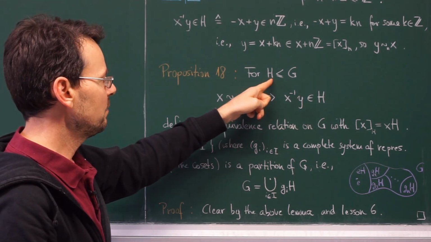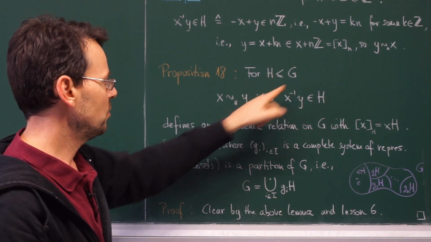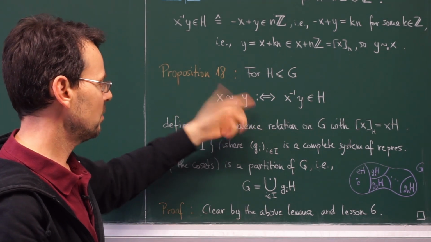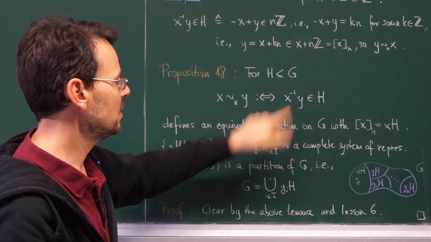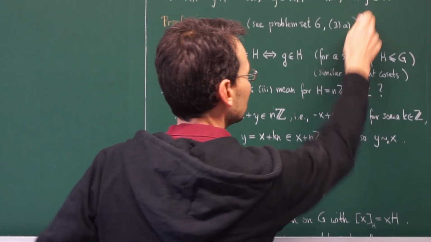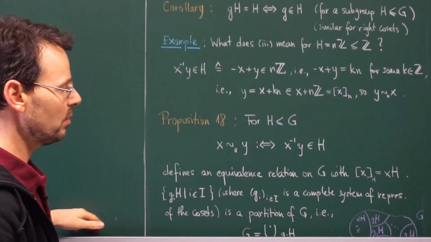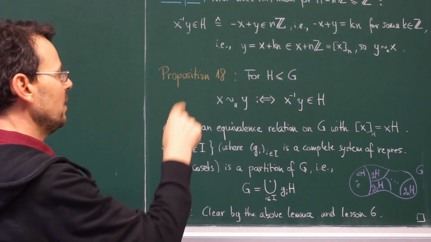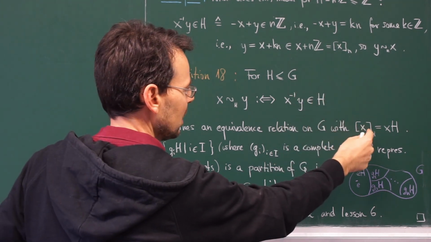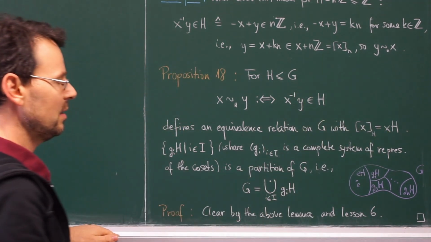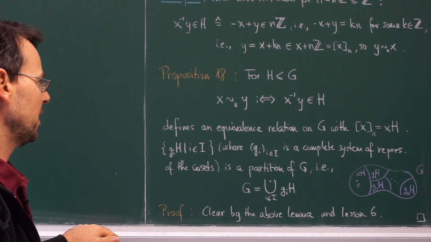Now we make the following definition for a subgroup H of G. We define a relation: X is related to Y if and only if this here holds. So exactly this condition from the lemma, or from problem set number 6, then this is an equivalence relation, and the equivalence class is exactly the left coset of X with respect to H.